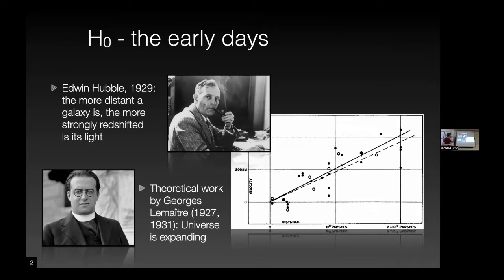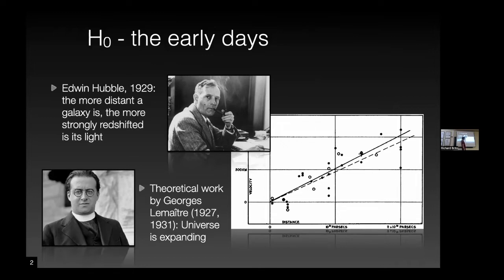It was in 1929 when Edwin Hubble realized that distant galaxies move away from us, and the more distant they are, the faster they move away. And so the conclusion was, also with help of the theoretical works by Georges Lemaitre, that the universe is expanding. And these are actually the first measurements of the cosmic expansion.